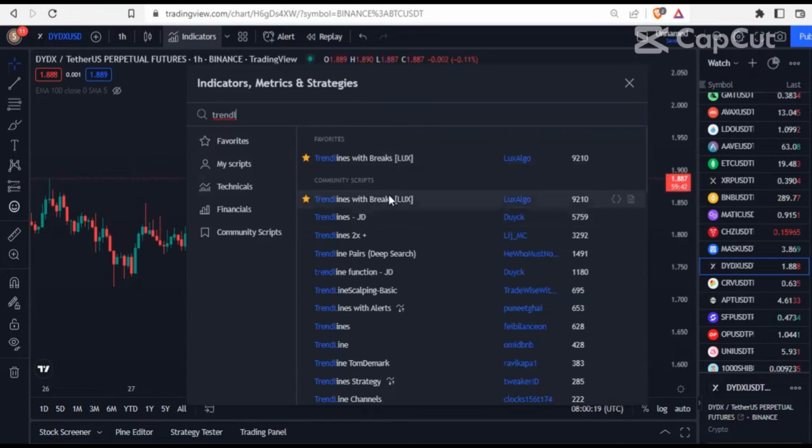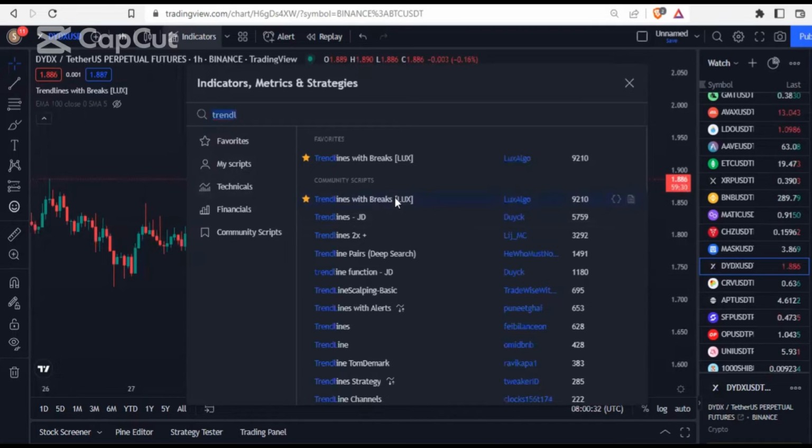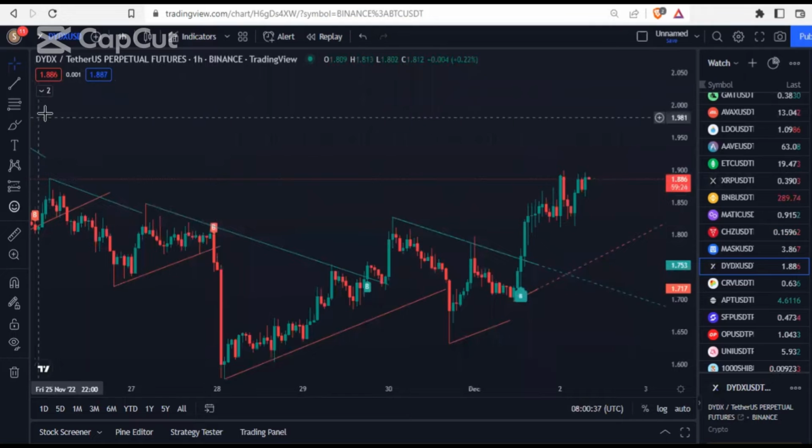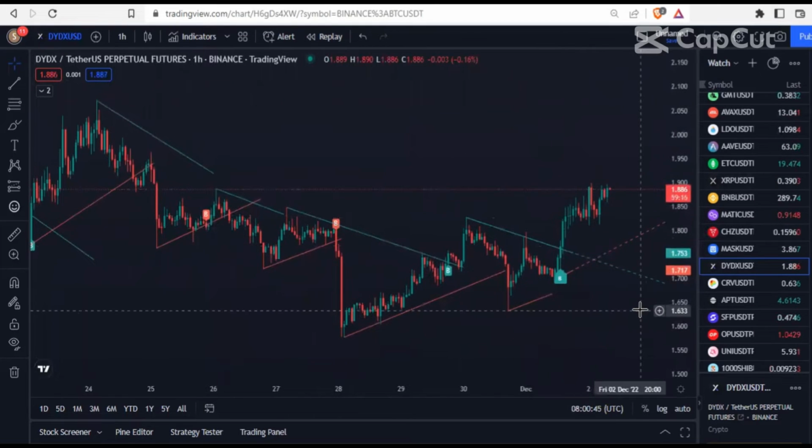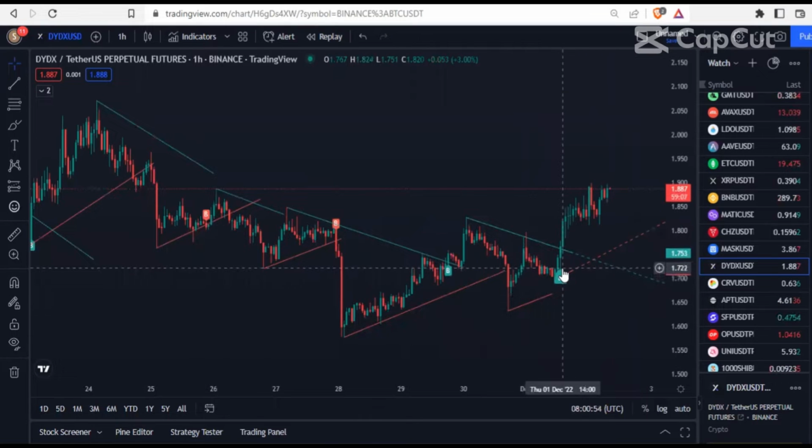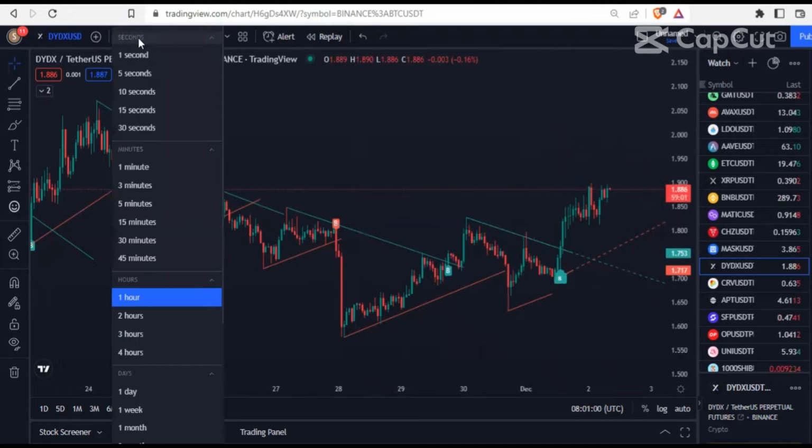Once you open your search bar, you type in trend line with breaks, then you see it, Trendlines with Breaks. Then you click on it here. After clicking, you see the indicator will appear here. The primary aim of this indicator is to help you easily identify breakouts. This indicator will guide you in identifying a breakout, so you can easily spot it and know when a breakout occurs. So first of all, we are going to start with 4 hours.